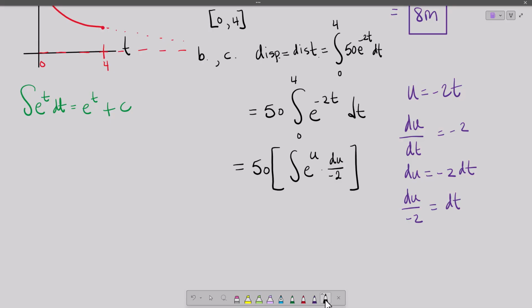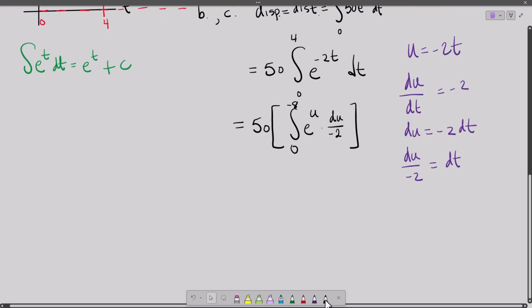This integral is with respect to u, so we need u limits of integration, not 0 and 4, not t limits of integration. We have to convert to u. How do we get our new limits? Right there. When t is 0, what is u? 0. When t is 4, what is u? Negative 8. So those are our new limits.